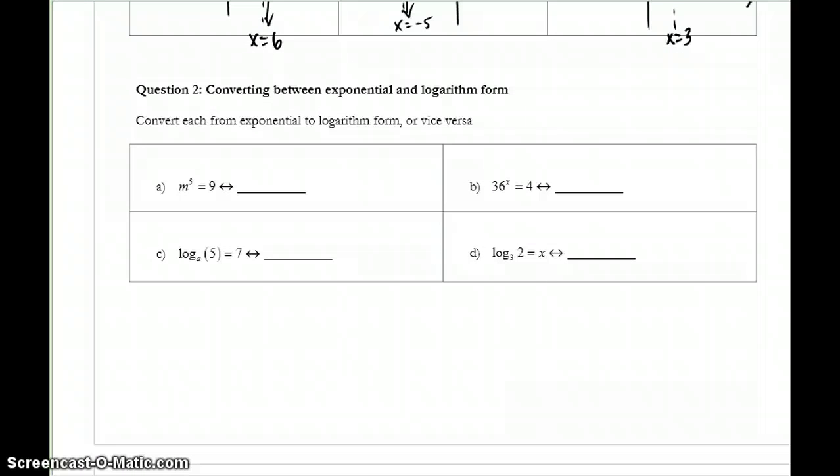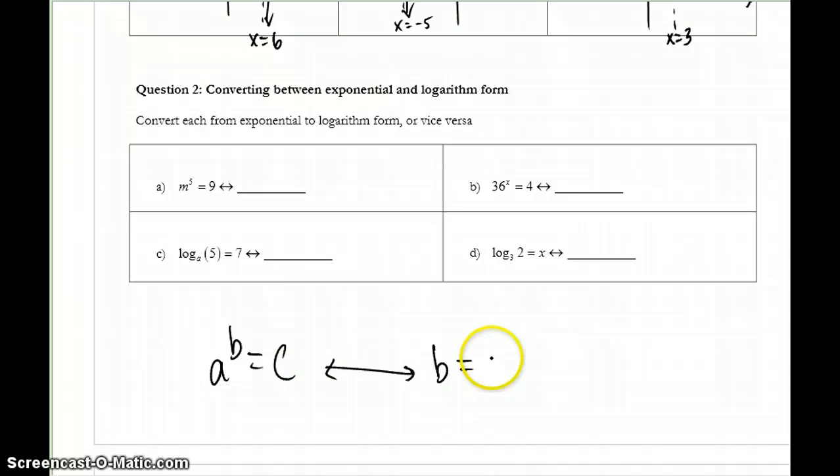Our second set of questions here are looking to convert between exponential and logarithm. We've said before that if you have an exponential problem or a logarithmic problem, the logarithm is always equal to the exponent. The base of the exponent is always the same as the base of the logarithm, and the result of the exponential problem is the input to the logarithm.